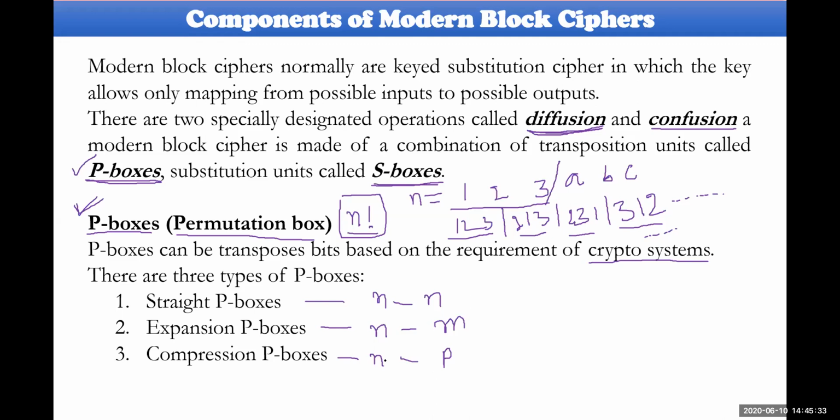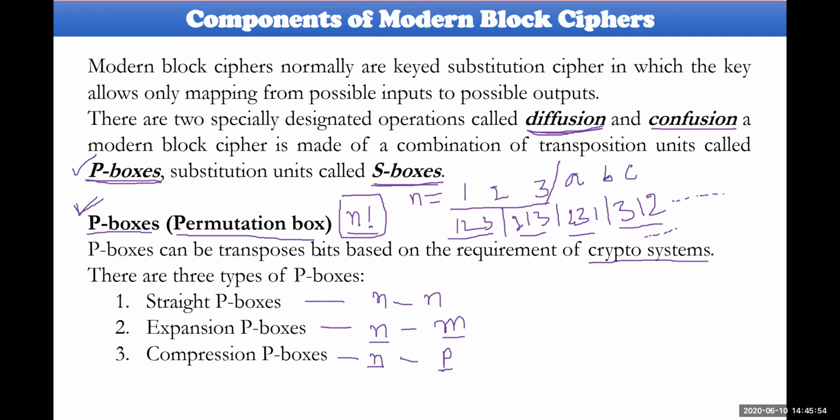For example, in compression, n will be equal to 5 and p will be equal to 3. Whereas in expansion, n will be equal to 3 and m will be equal to 5. The number of outputs will be greater than the inputs in expansion, and in compression the number of inputs will be greater than the number of outputs.